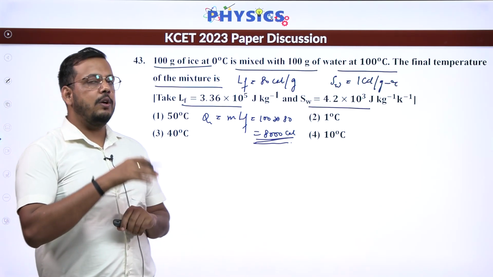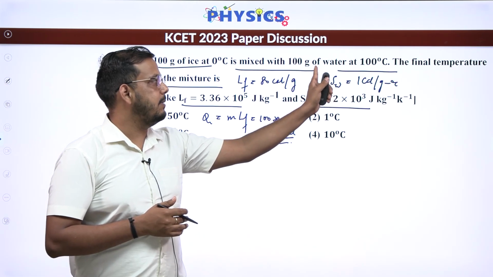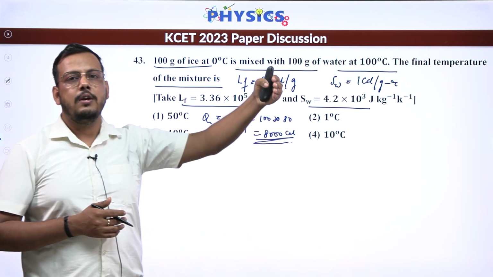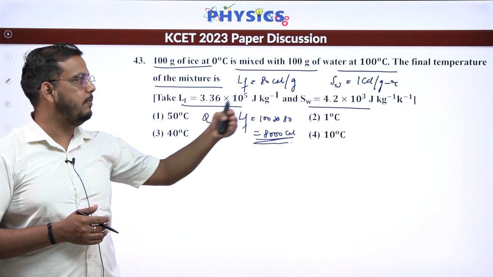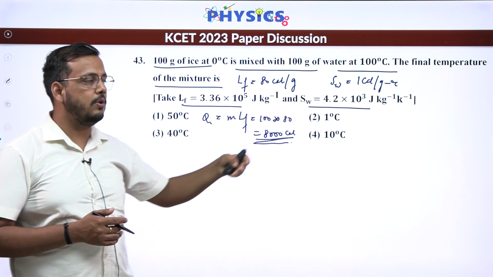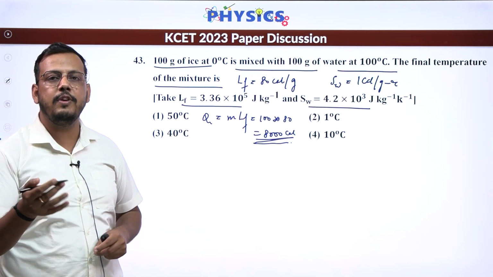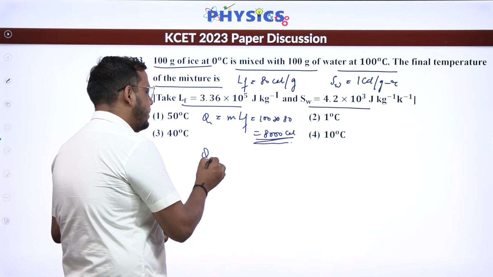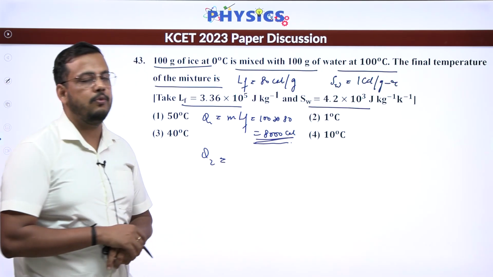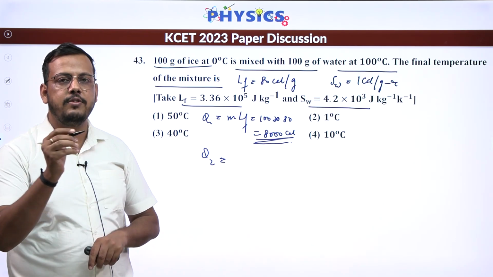Similarly, suppose 100 gram of water at 100 degree Celsius has its temperature lowered from 100 degree Celsius to 0 degree Celsius. How much heat will it release? Let me assume that heat is Q2. So we will use the formula of specific heat capacity, ms delta theta.